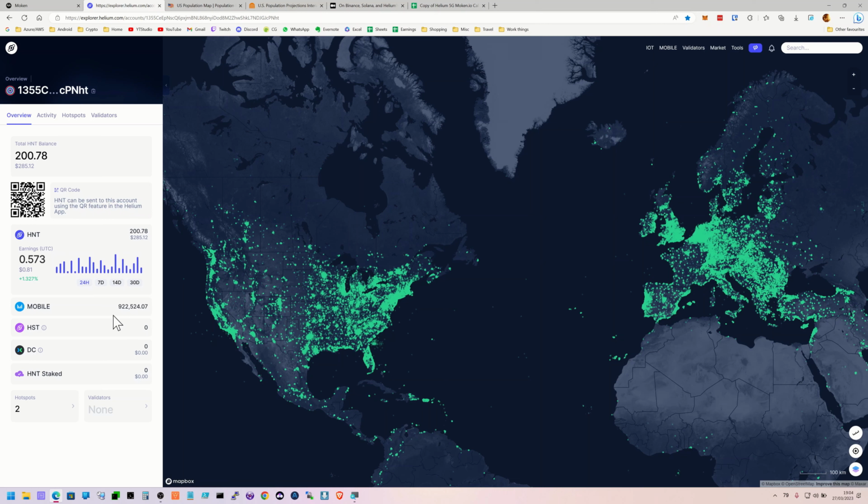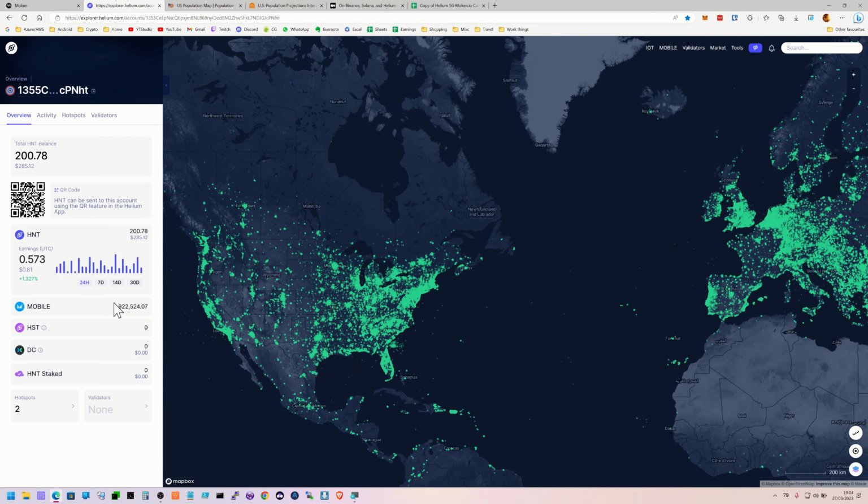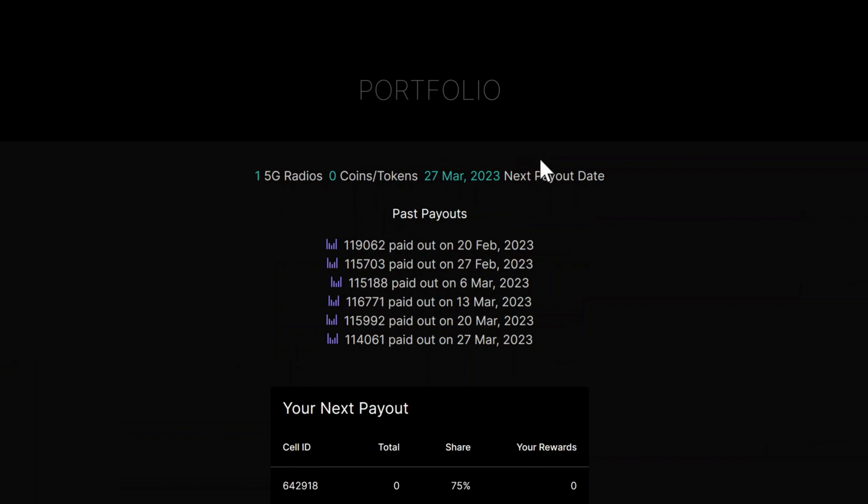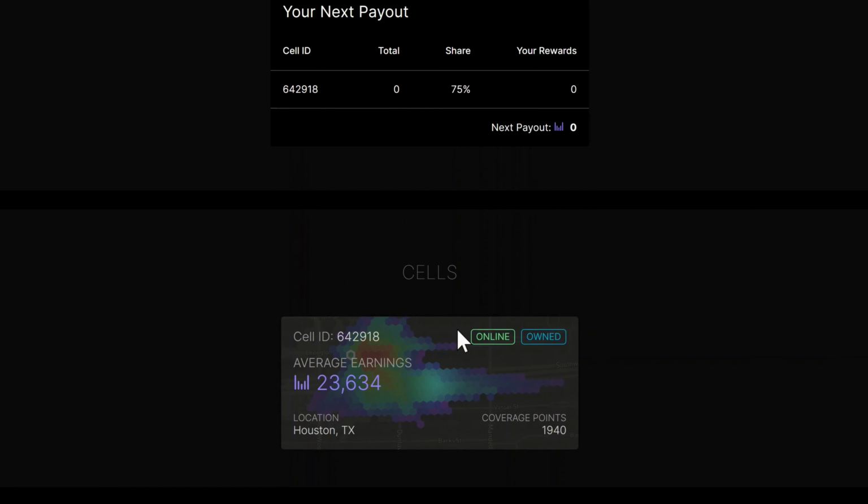Whether that happens is obviously yet to be seen, but I think the mobile token does stand a good chance of becoming popular because of the partnership with T-Mobile and stuff in the US. It really means that people are going to be using it, and it's going to have a bigger utility, potentially bigger than the IoT standard Helium miners, which you can see here, the token value has dropped quite substantially. So if I just have a look at my portfolio quickly, this is the details of all my payouts so far. And the cell that I have here is this one here in Houston.